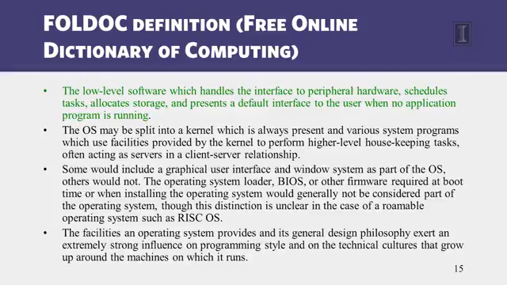Here is the definition of OS from the Free Online Dictionary of Computing, also known as FOLDOC. FOLDOC defines an OS as the low-level software which handles the interface to peripheral hardware, schedules tasks, allocates storage, and presents a default interface to the user when no application program is running. So for instance, when you start up your machine and there's nothing running on it, the OS is running on it, so it's going to occupy the CPU. I won't go through the rest of this definition. You can read it by either pausing the video here or going to the FOLDOC page online. But essentially, this definition seems to capture the characteristics that we said were true of operating systems in the previous slide.